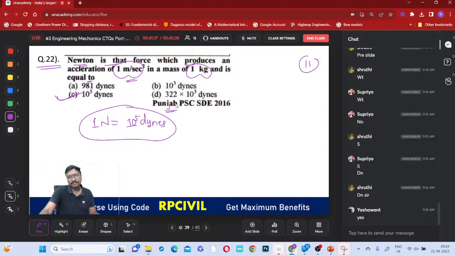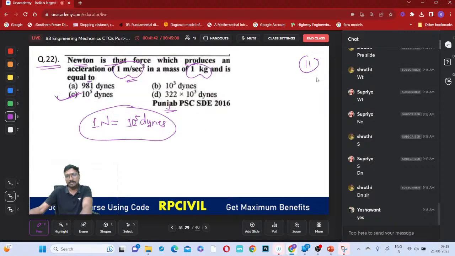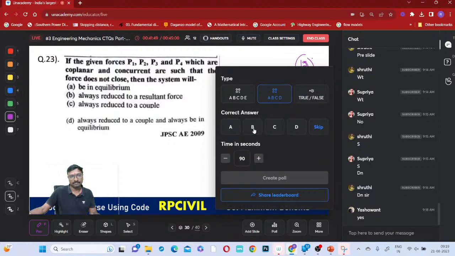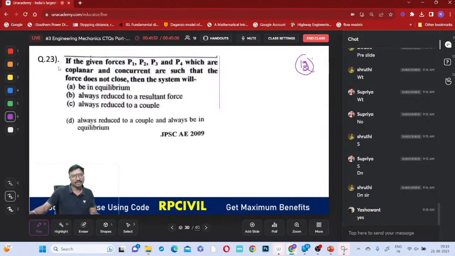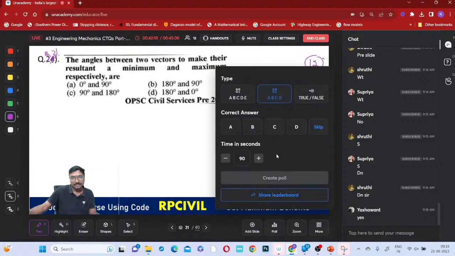23rd question. Shall I? I think this is also done, right? This is the 23rd, okay? Because that is a repeated question. Reduce it to resultant, right? That was the answer, okay.